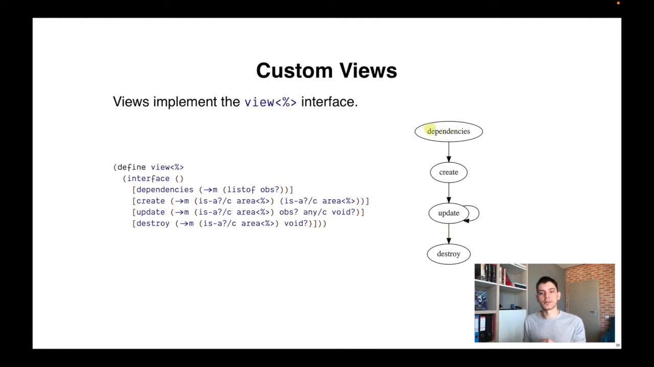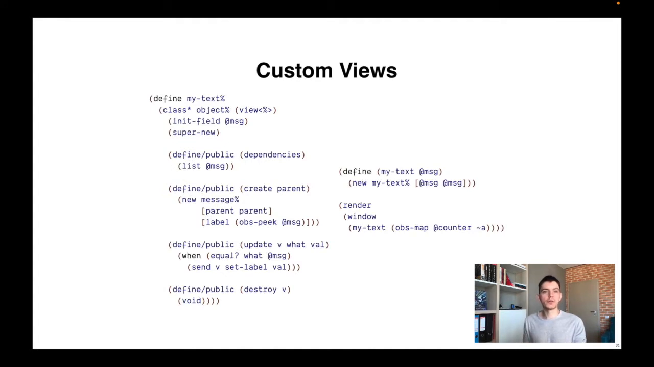First, its parent will ask for its dependencies. Then its parent will ask it to create the underlying widget. Then its parent will send it any changes in those dependencies while it's being displayed. And then finally, when it's no longer going to be displayed, its destroy method will be called.